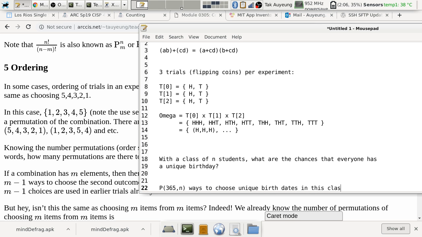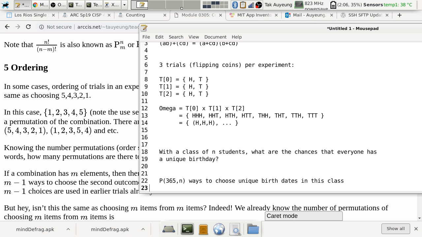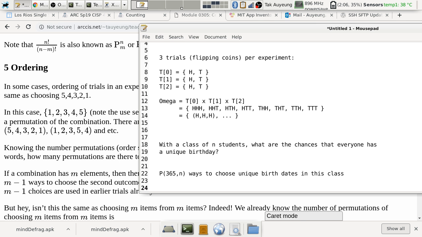But that's just counting. That doesn't give us the probability, right? So what about the probability? When you're talking about probability, you're looking at this particular count and you divide it by the total number of ways for the entire class of 50 to choose their birthdays. So what would that be?